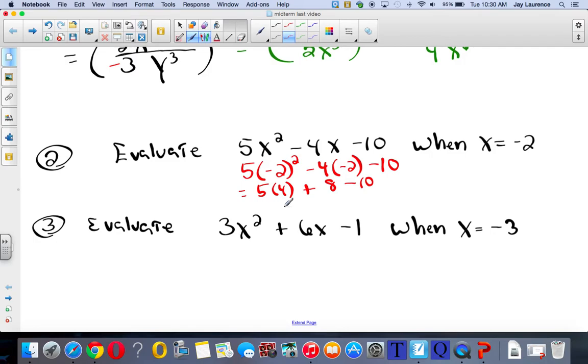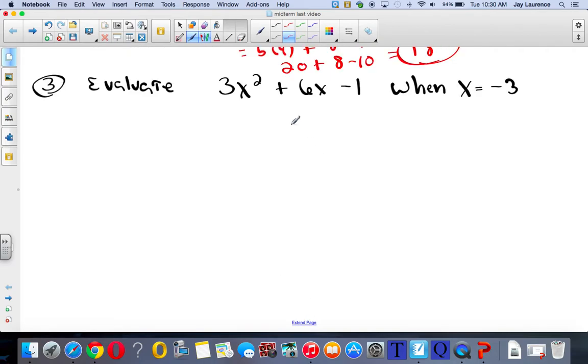Okay, one more step in multiplication. I'll have 20 plus 8 minus 10. 20 plus 8 is 28, minus 10 is 18, and there you go. All right, number 3 is done very much the same way. I'm going to rewrite the expression, but wherever I see an x, I'm going to put a negative 3 in its place.